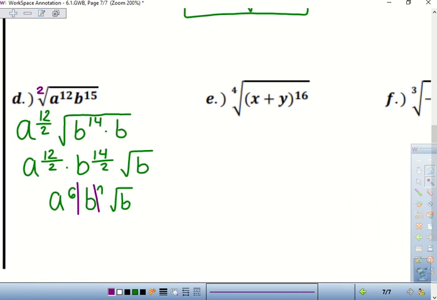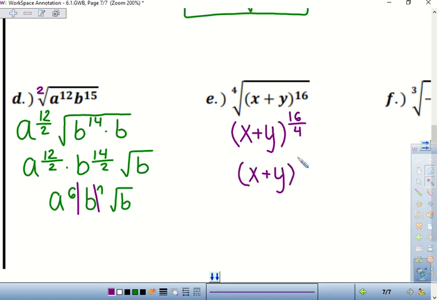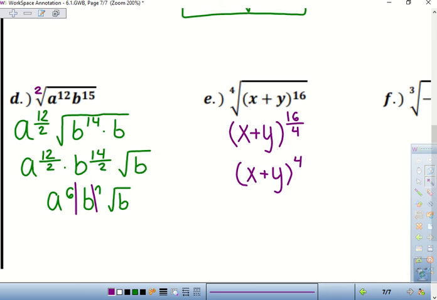Alright. This one here is going to end up just being x plus y to the 16 over 4, which simplifies and gives me 4. Now, you could multiply this out, or you could use Pascal's triangle if you wanted to multiply it out. We're not going to do that right now, though. So that would be our answer.